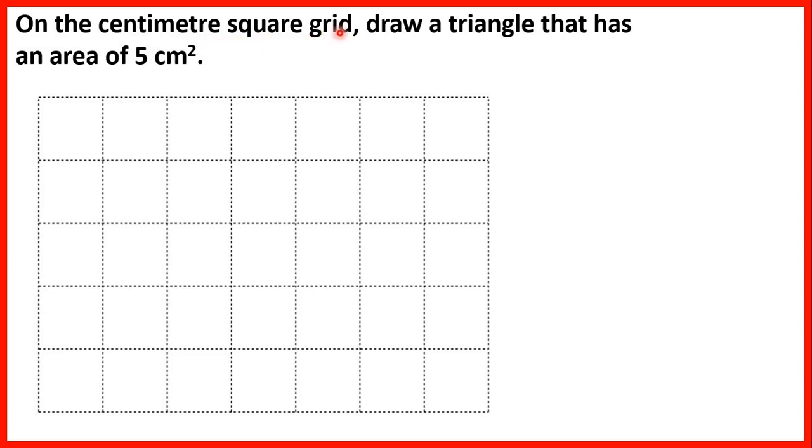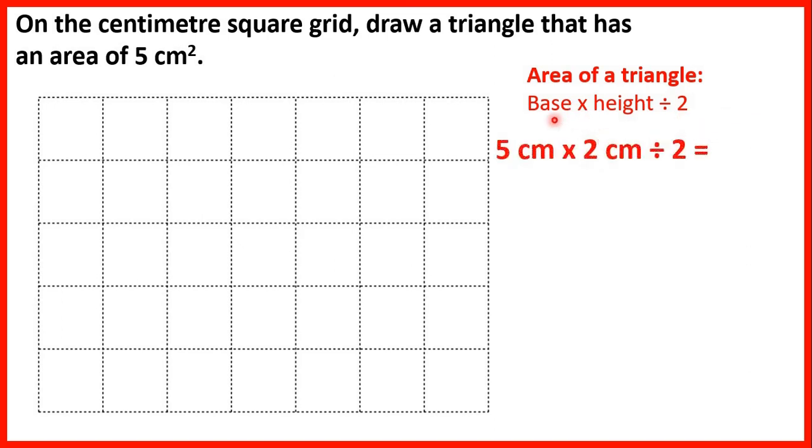On the centimetre square grid, draw a triangle that has an area of 5 centimetres squared. So the area of a shape is the amount of space that it takes up, and we find the area of a triangle by multiplying the base by the height and then dividing by 2. So we need to think what times what divided by 2 is 5. Well, 10 divided by 2 is 5. So if the base is 5 and the height is 2, 5 times 2 is 10. And then when we divide by 2, that gives us an area of 5 centimetres squared.